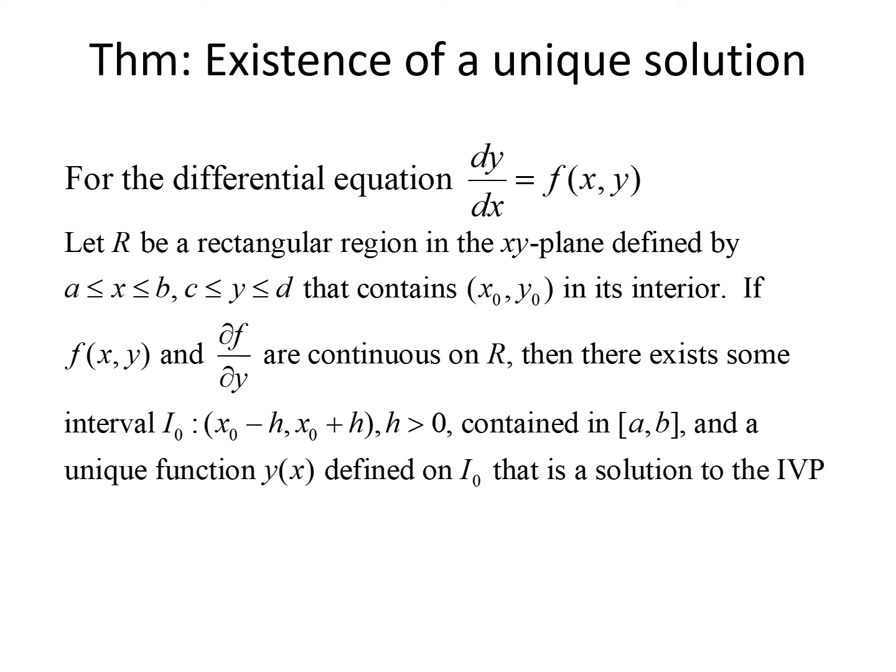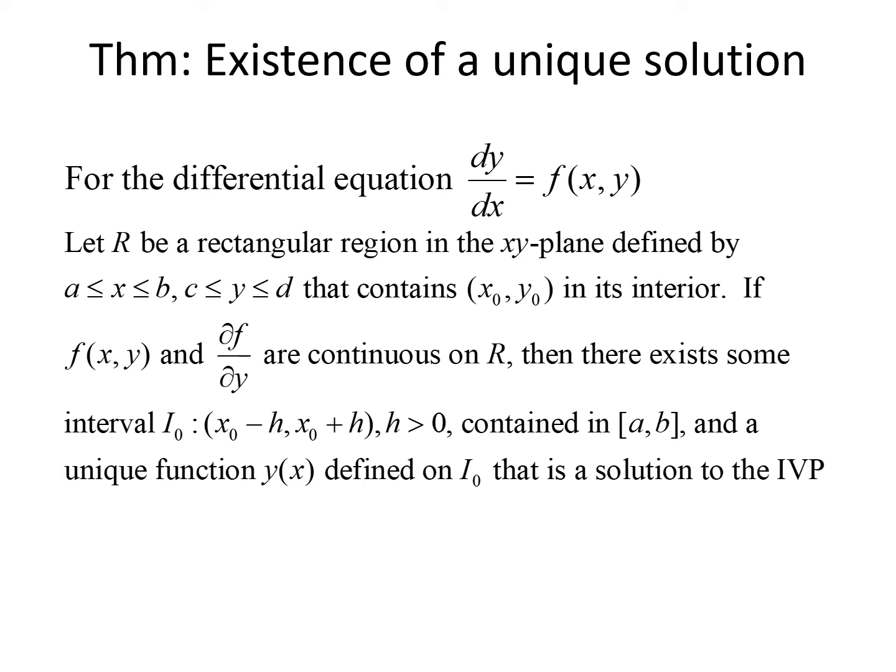If f of x y and the partial derivative of f with respect to y are both continuous on R, then there will exist some interval I naught, defined to be x naught minus h to x naught plus h, where h is greater than 0, contained within a b, and a unique function y of x defined on that interior interval that is going to be a solution to the IVP.